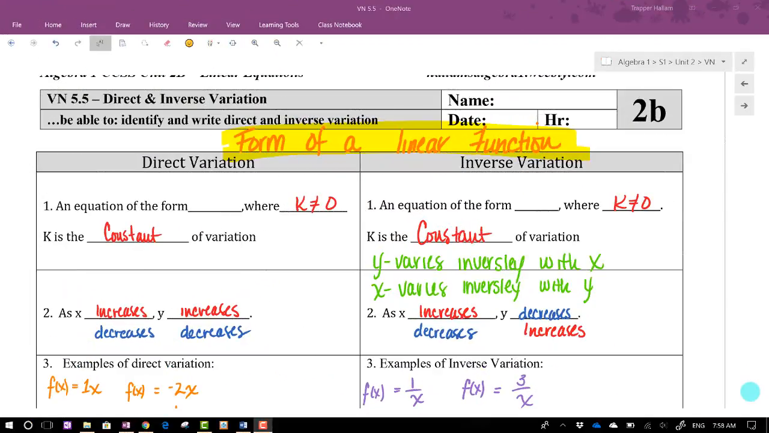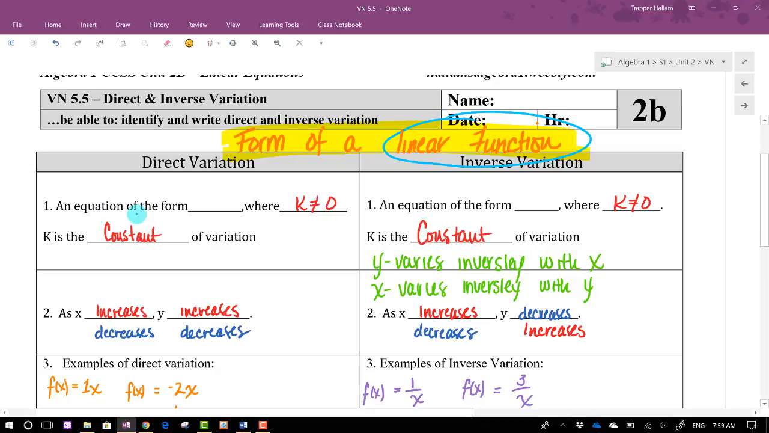Okay, so hi and welcome to video notes 5.5 on direct and inverse variation. In this one, we're going to talk about a form of a linear function, meaning that this is some version of it. We've got lots of different ways to look at linear functions, and this is one of the ones that we're going to open with. So let's get right into looking at what direct variation is, and then we'll come back and look at inverse variation.